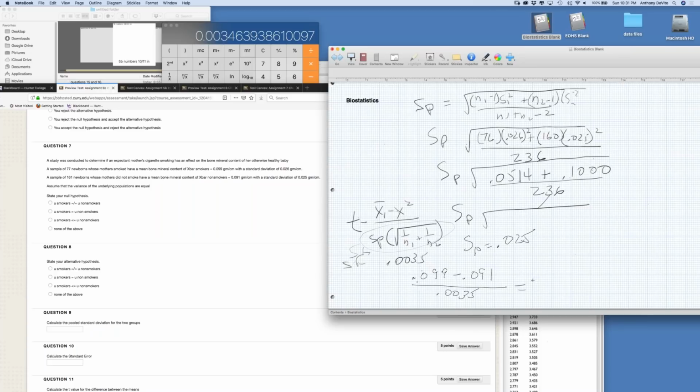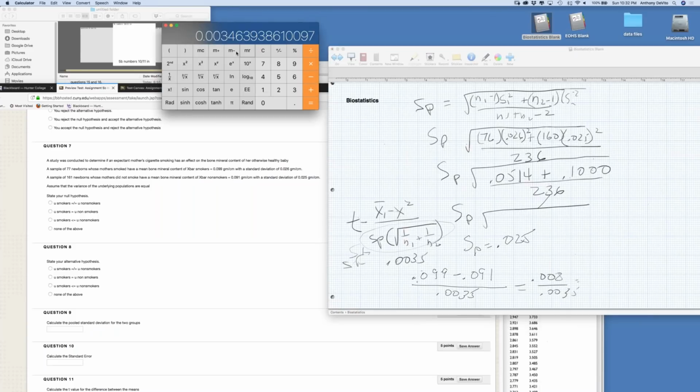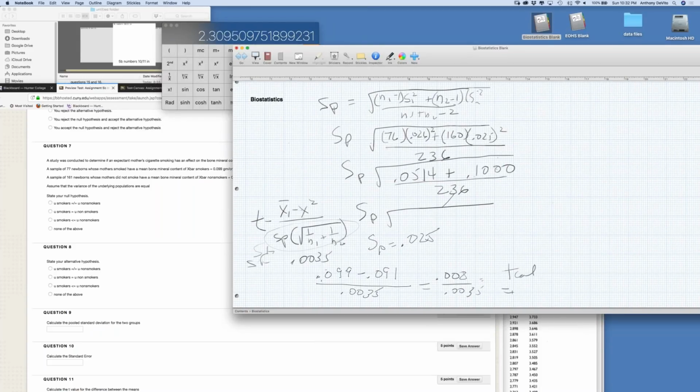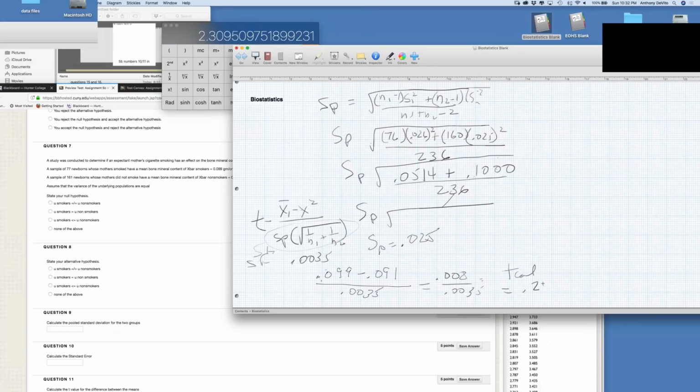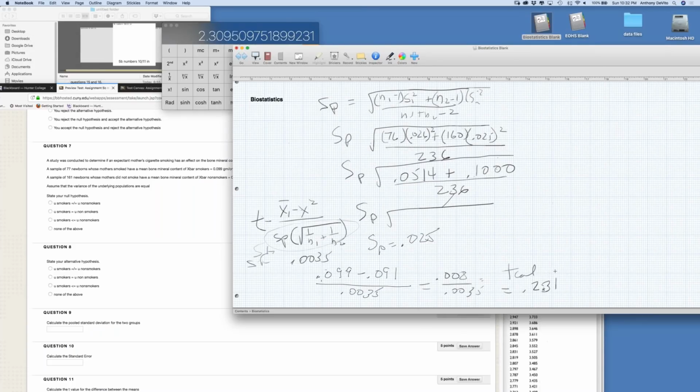I'm trying to do this as quickly as I can. So it's 0.008 over 0.0035. And that's going to be equal to, I'm going to clear memory. I'm going to put this into memory. I'm going to clear this out. I'm going to put 0.008 divided by, I'll recall that, it's equal to 2.31. So our T calculated is equal to 2.31. Okay, so now what is our critical value of T?